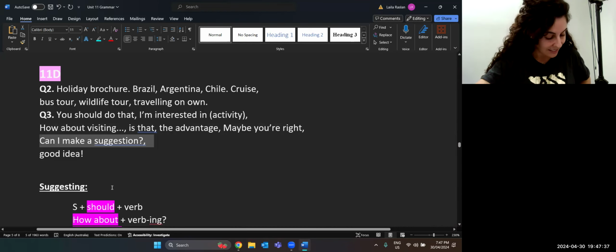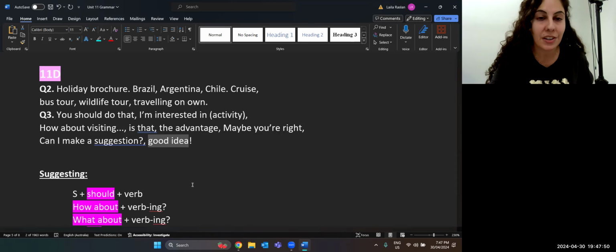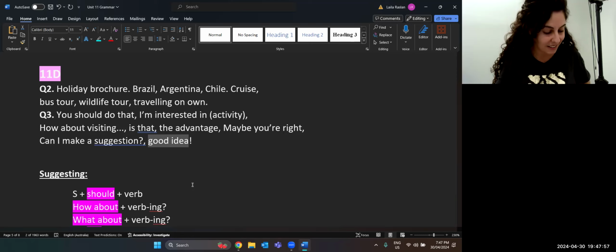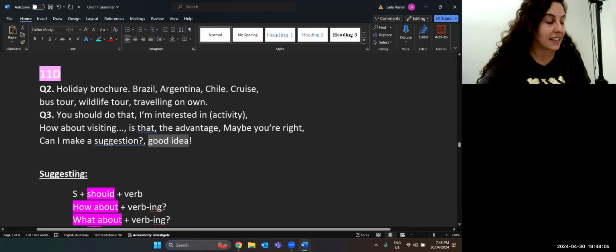Actually, that's a really good idea. So we use this word, good idea. That's a perfect idea. That's a great idea. That's a good idea. So when you want to respond to what someone is suggesting, you could say, wow, good idea. Great idea. Okay, so we looked at suggesting and responding.